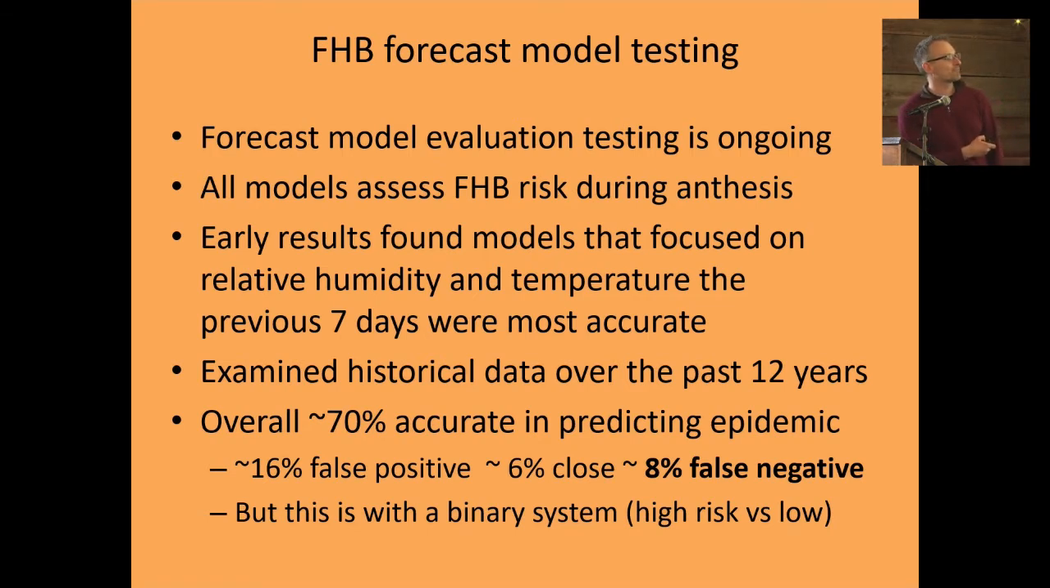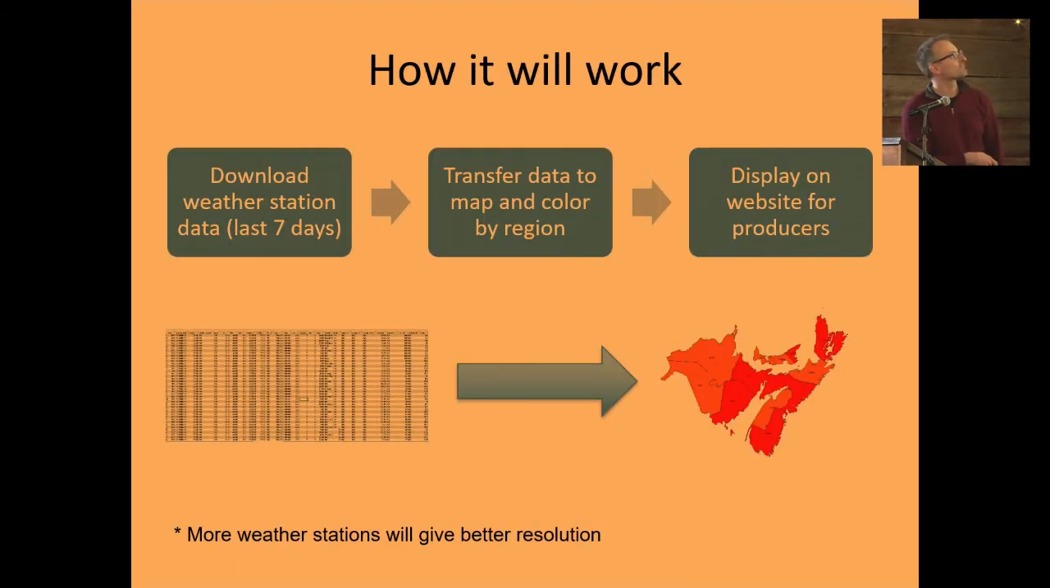These models were approximately 70% accurate at predicting the epidemics, with about a 16% false positive rate, meaning we'd be saying there's risk where we didn't see it on the ground, or an 8% false negative rate, where disease levels were high but the model didn't indicate risk. That's what I'm more worried about, and what we're working on now is modifying the models to minimize these false negatives.